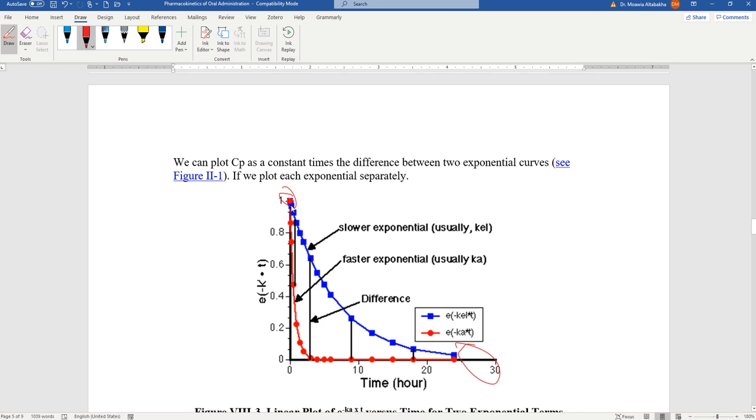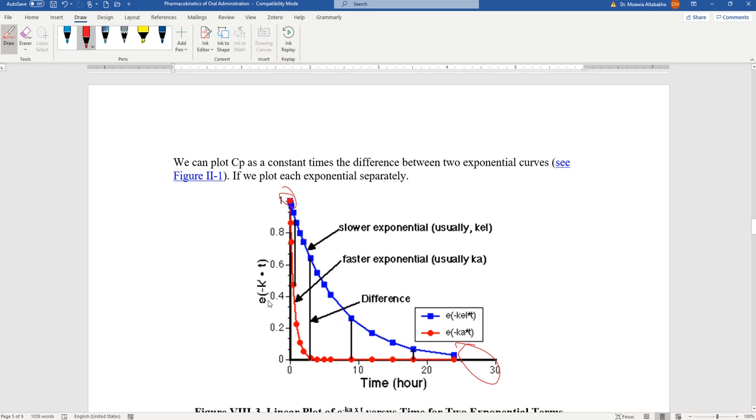And I want you also to note that e to the power of minus Ka t goes to 0 faster than e to the power of minus KL t, and that is because Ka is bigger than KL. That's why this red color goes to 0 much faster. It means the absorption process ends very quickly. Okay?